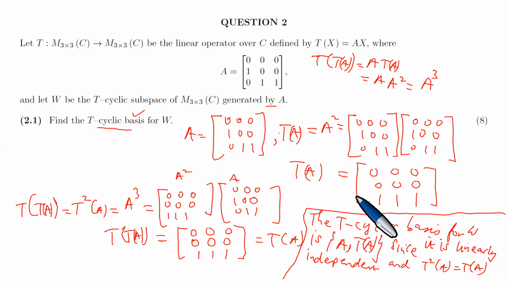How to define a T-cyclic basis? We start with the element A, and then we have the repeated multiplication of the linear operator on the matrix A. And now we generate more elements, and we put the elements into what we call the basis. They form the basis. Right, next question on T-cyclic basis.